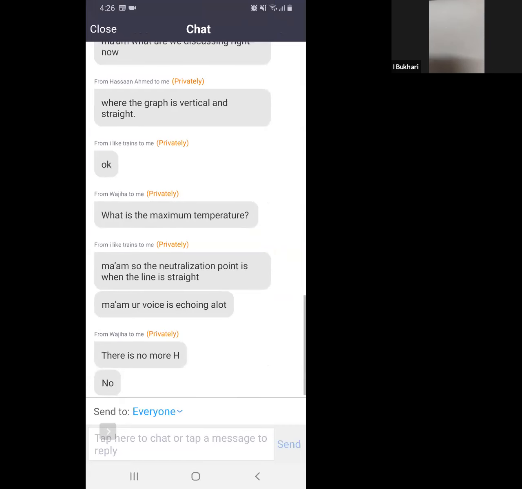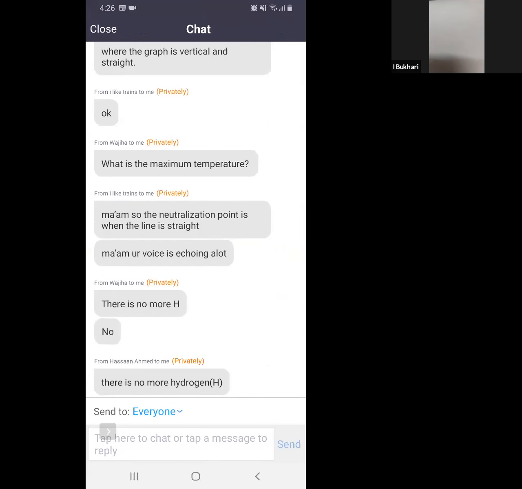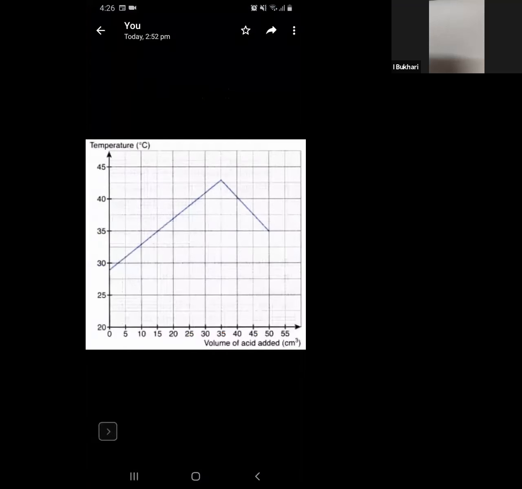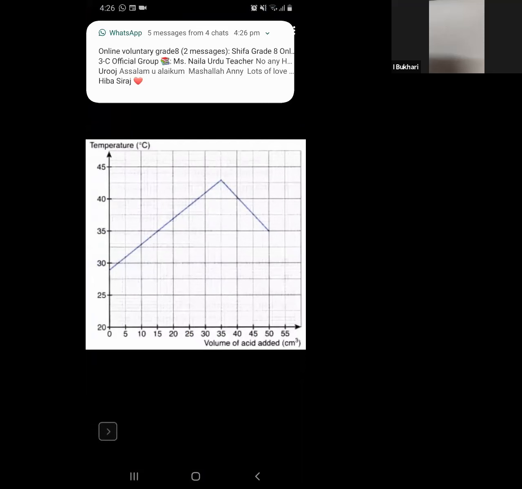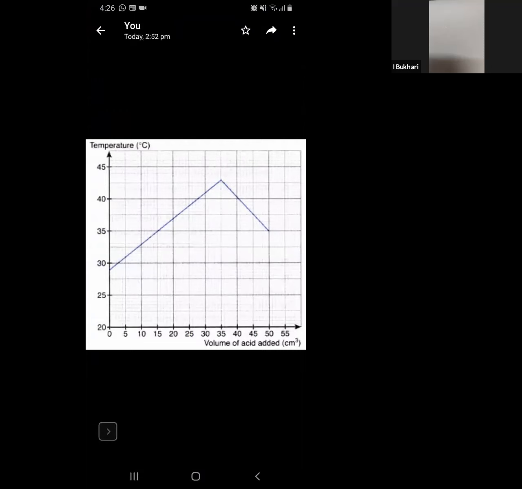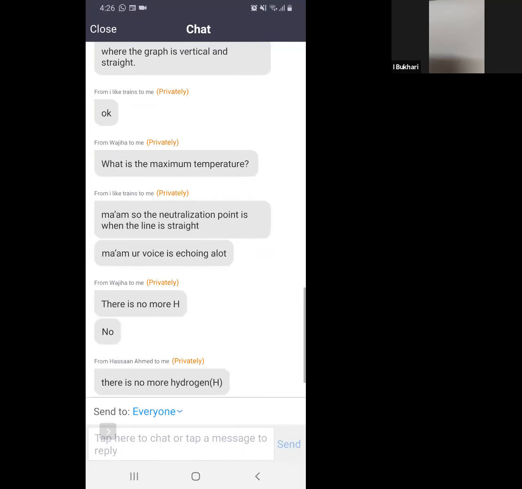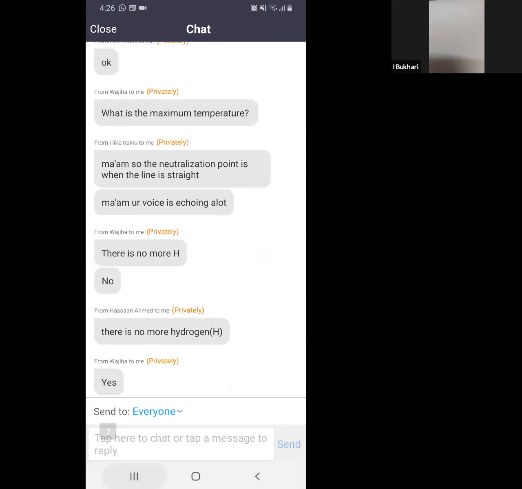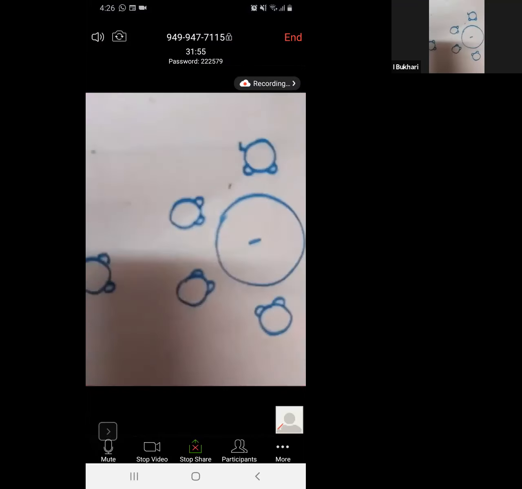There are no more hydrogen ions left behind. No more hydroxide ions, because in this particular case, we are adding the acid, right? So no more hydroxide ions, you mean to say. You wanted to say no more hydroxide ions because hydrogen ions we are adding. Did you get me, Wajiha and Hassan? Yes.